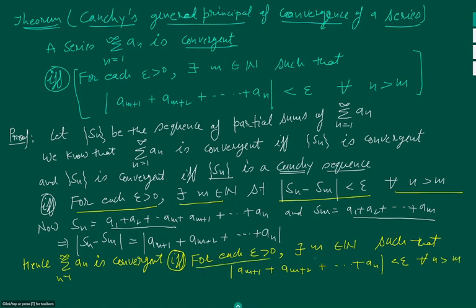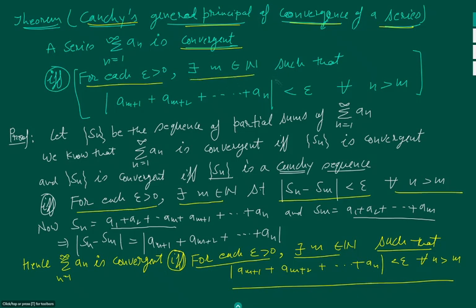So we have proved this Cauchy's general principle of convergence, which says that a series an is convergent if and only if for each real number epsilon positive there exists a natural number m such that the modulus of a(m+1) plus a(m+2) plus up to an is less than epsilon for all n greater than m. So we have proved this result, and this result is called Cauchy's general principle of convergence. Using it, we will do some exercises.